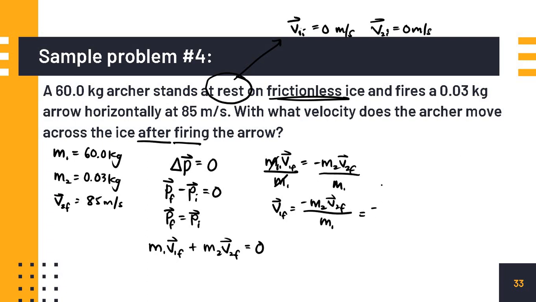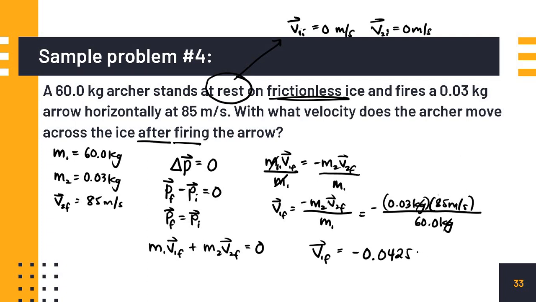Then we substitute all of our given. m sub 2 is the mass of the arrow, so that's 0.03 kilograms, multiplied by v2f. v2f is 85 meters per second, divided by m sub 1, that is 60 kilograms. Alright, so v1f is equal to, we can cancel the unit kilogram, so our answer for this question is negative 0.0425 meters per second. Alright, and that is our final answer for this question.